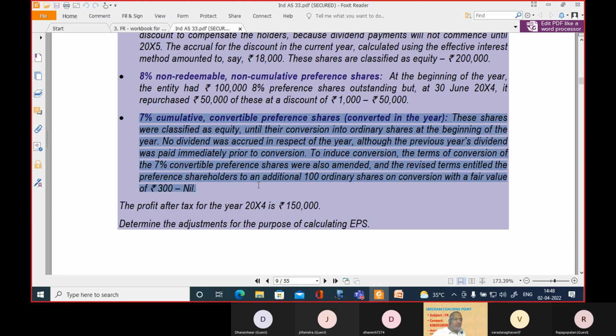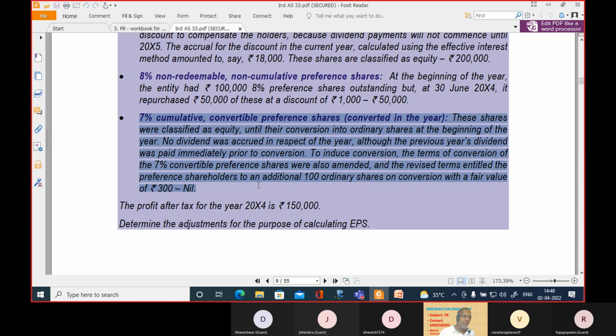7% cumulative convertible preference shares converted in the year. These shares were classified as equity until their conversion into ordinary shares at the beginning of the year. No dividend was accrued in respect of the year, although previous year's dividend was paid immediately prior to conversion. To induce conversion, the terms of conversion of 7% convertible preference shares were also amended and revised; the terms entitled preference shareholders to an additional 100 ordinary shares on conversion with a fair value of rupees 300.